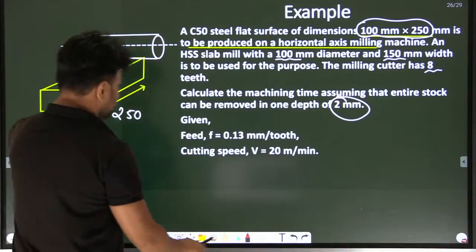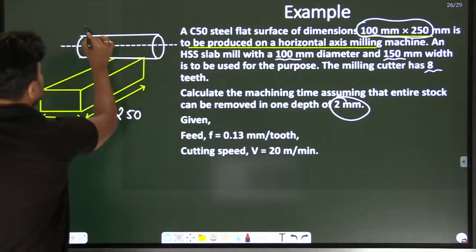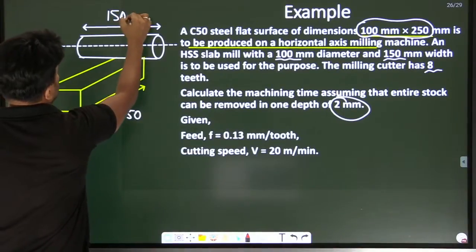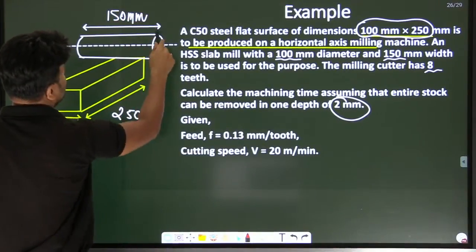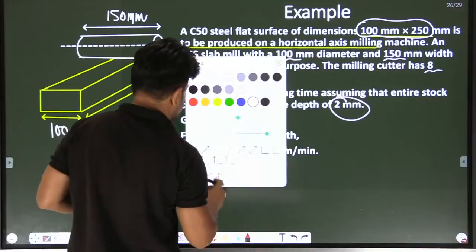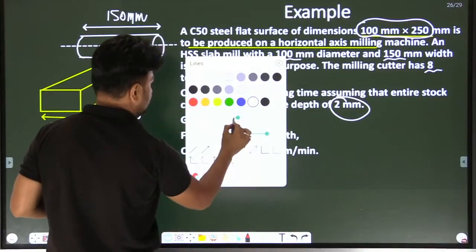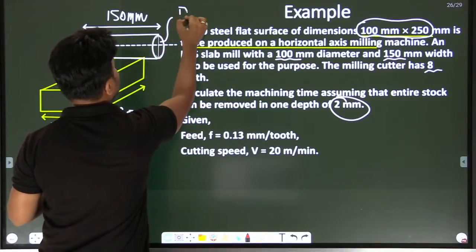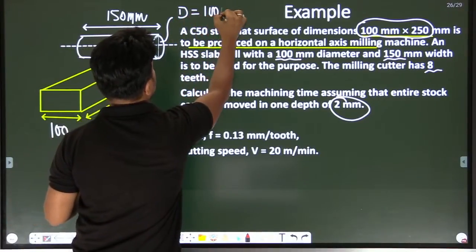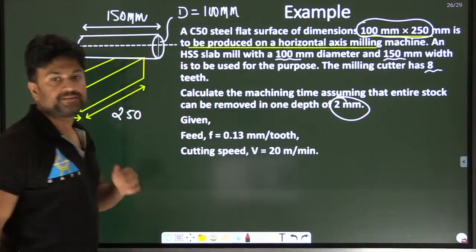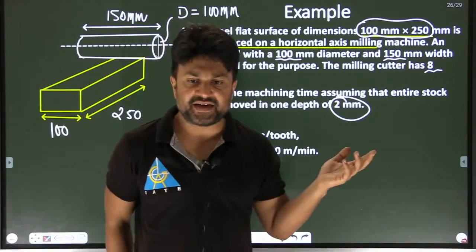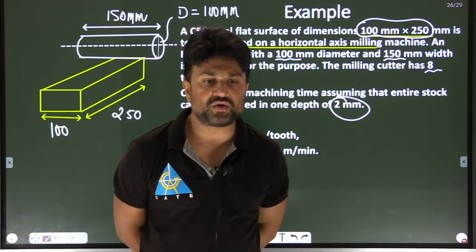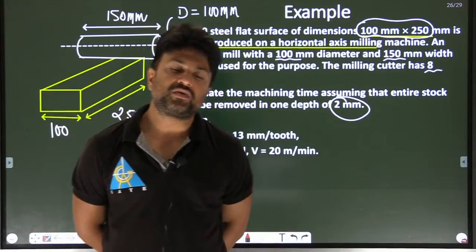This is a width, that is 150 mm width, and this is the dia. The dia is 100 mm. Now tell me, is that clear or not?